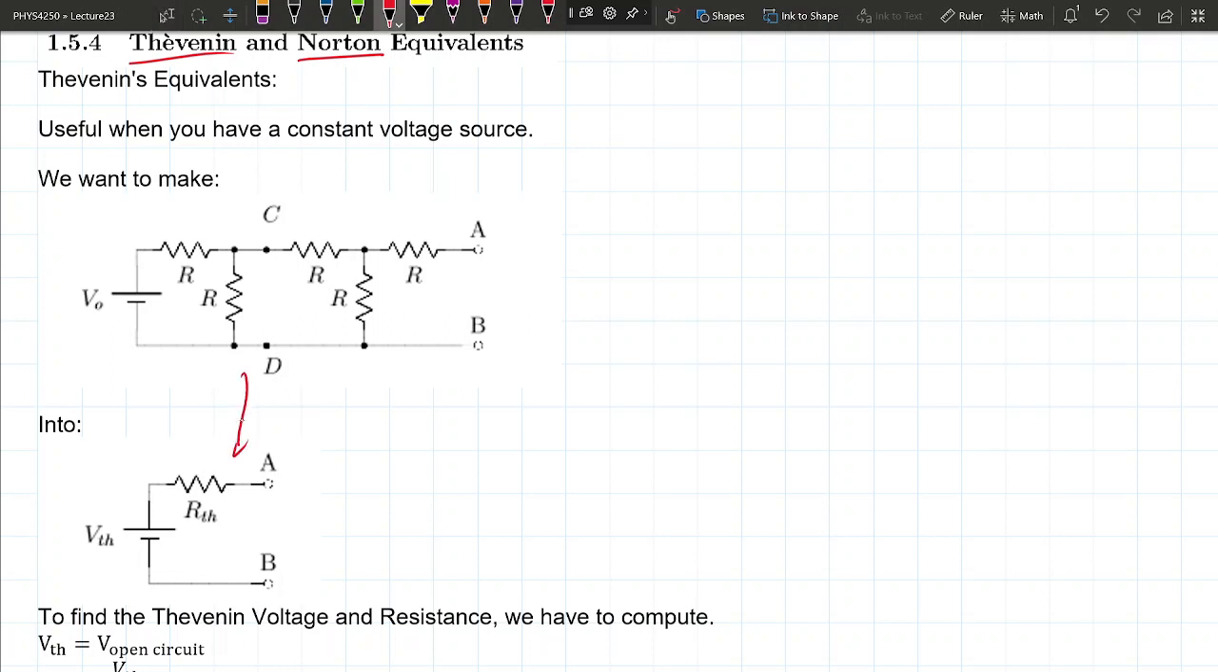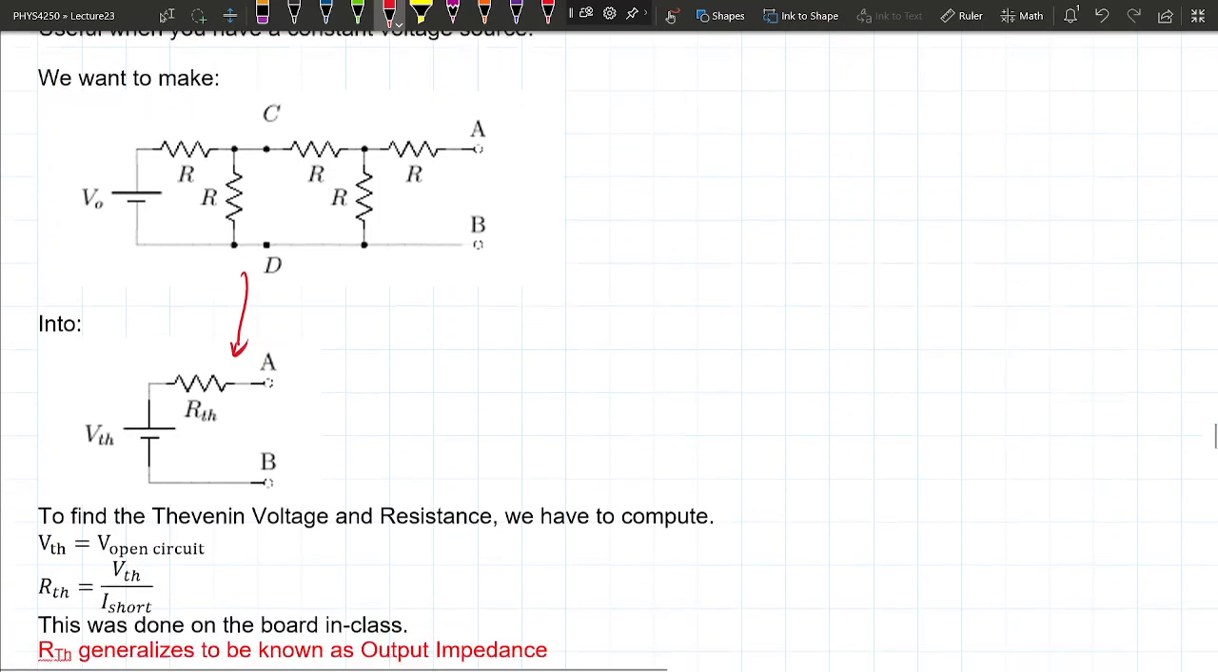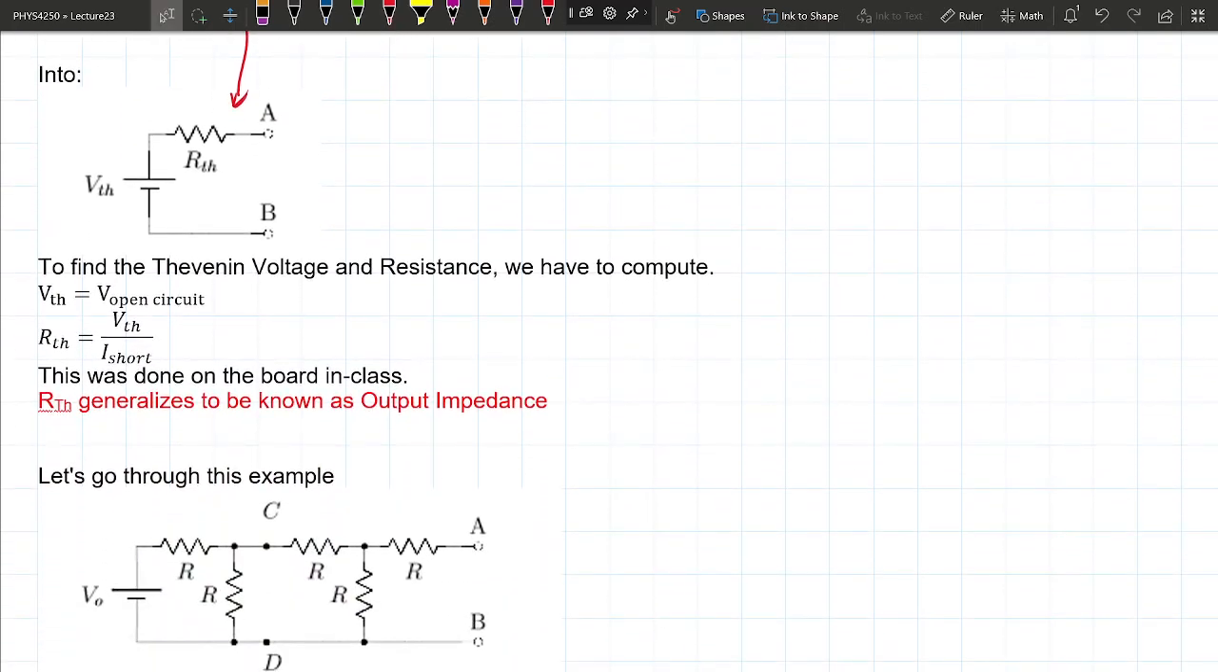What we can do is combine this into a single circuit with just one power supply and some equivalent resistance. Unlike the parallel and the series cases, these are neither parallel nor series, so this gets complicated. This Thevenin's equivalent method is going to allow us to simplify this complicated circuit into this simple one. I'm going to just tell you what the method is.